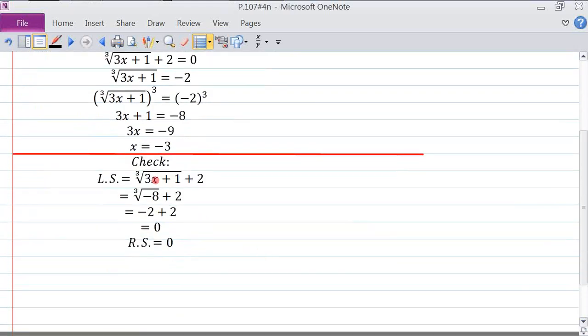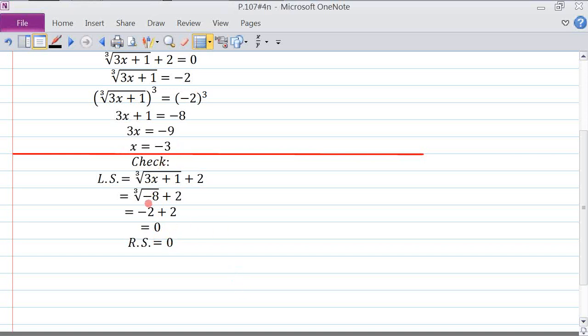Now, I replace the x with minus 3. 3 times minus 3 is minus 9, plus 1 is minus 8. The cube root of minus 8 is minus 2. We have the plus 2 here. Minus 2 and plus 2 equals 0. So the right side is 0. The left side equals the right side. So this is a valid solution.